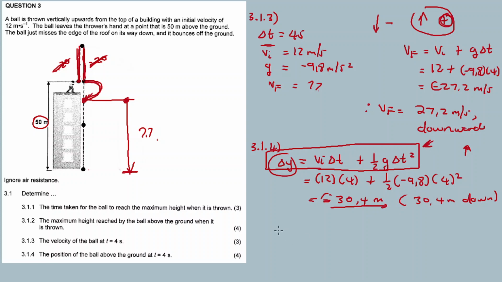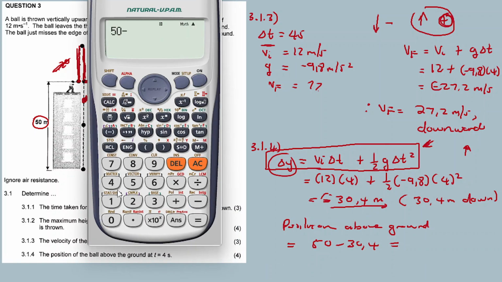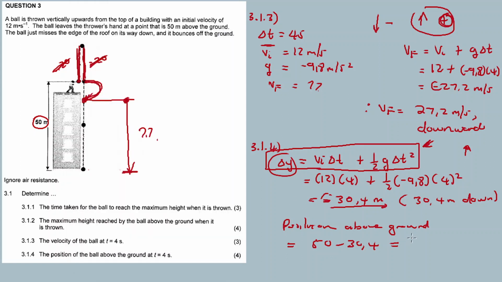So here we will have 3.1.4. So our answer, we say, position above ground, about 50 minus 30,4. So 50 minus 30,4 is equal to 19,6 meters above the ground. So now that's the answer, guys.